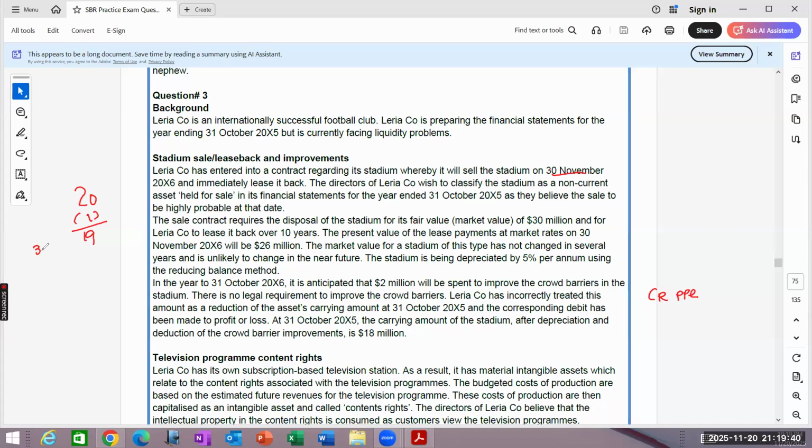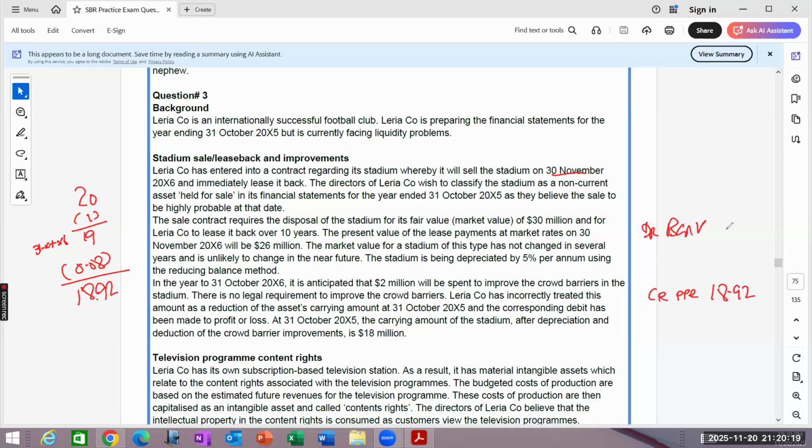This carrying value is at 31st October X6, but there will be 1 month of depreciation further, because it will be sold and leased back on 30th November. So 19 minus 0.08, and at the time of the transaction the carrying value of the stadium would be 18.92.